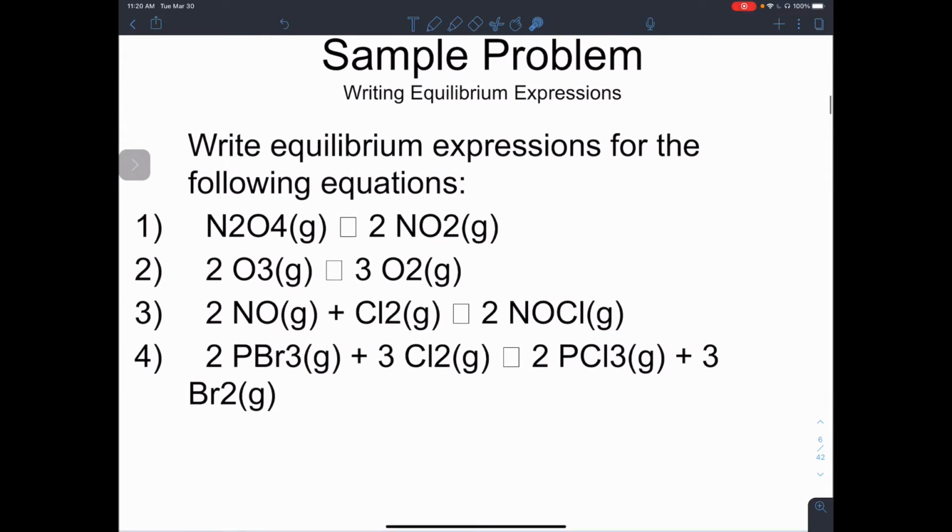Here are some sample problems. Let's give them a try. Products over reactants. You try the others.